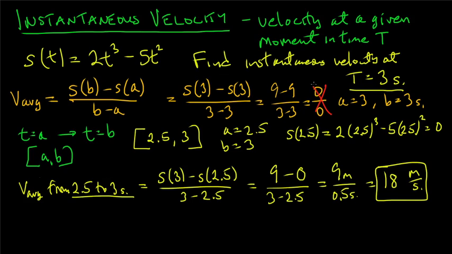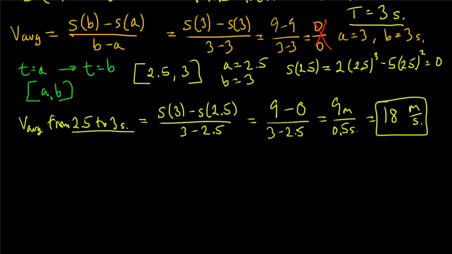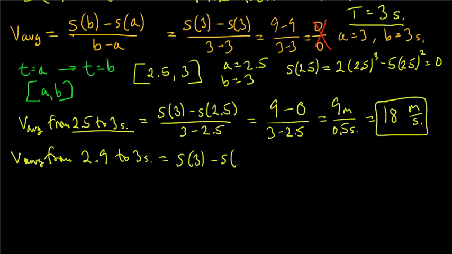And yet this still doesn't tell us what the instantaneous velocity is. But maybe you can see where we're going with this. I can use an even shorter interval. I can get closer to 3 seconds. Let's say I want the average velocity from 2.9 seconds to 3 seconds. So I still use s of 3 minus s of 2.9 divided by 3 minus 2.9. So s of 3 is still 9 meters.